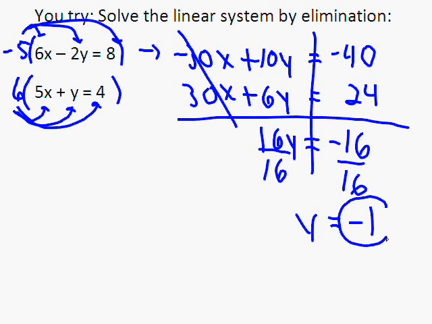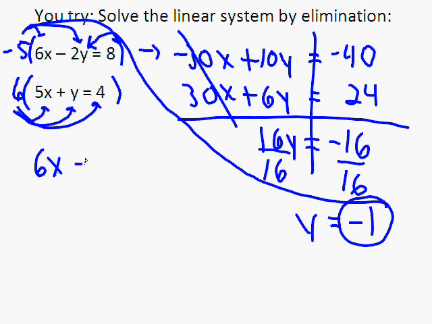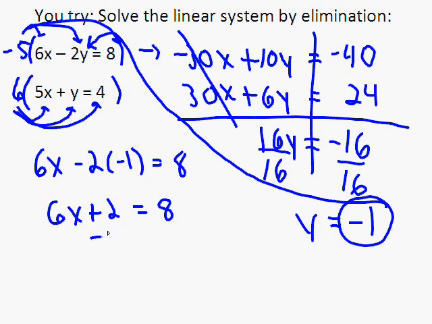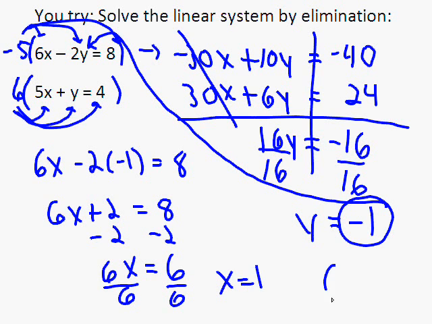Now that we have the y value, we can substitute that y value into either equation and solve for x. I'm going to substitute the negative 1 into the top equation, giving me 6x minus 2 times negative 1, or plus 2, is equal to 8. I then subtract 2 from both sides, and I get 6x is equal to 6. I can divide both sides by 6, giving me x is equal to 1. So my solution should be 1, comma, negative 1.